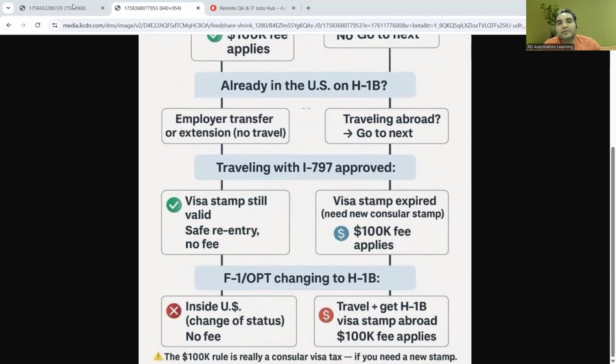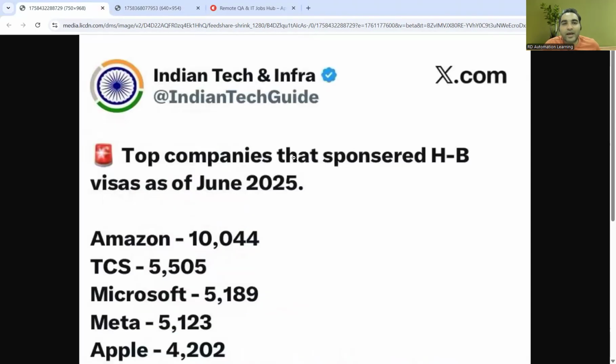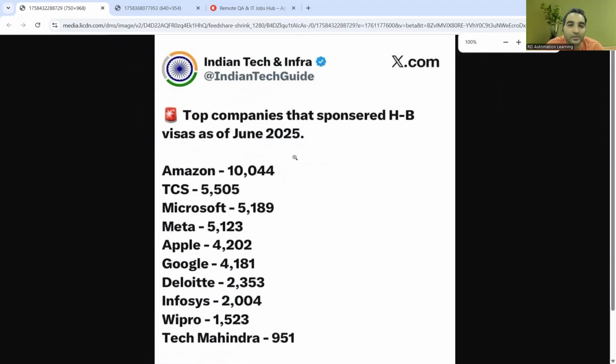And this is a list of the companies that have sponsored H-1B visas as of June 2025. You can see Amazon is ahead. They have sponsored nearly 10,000 H-1B visas. TCS stands with 5,505. Microsoft stands with 5,189. Meta stands with 5,000 plus. Apple and Google are in the range of 4,000. Deloitte, Infosys, Wipro are in the range of thousands. Tech Mahindra with 951.